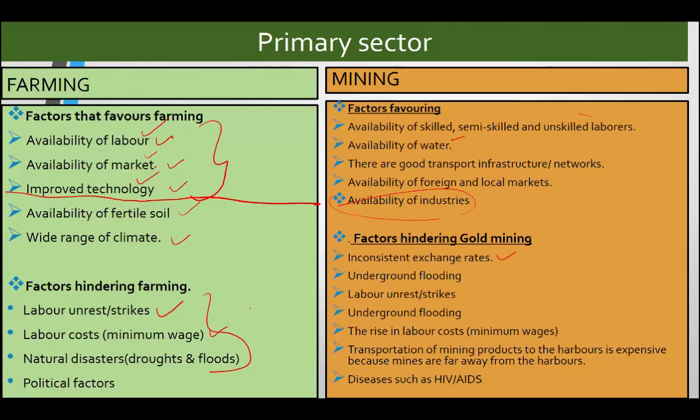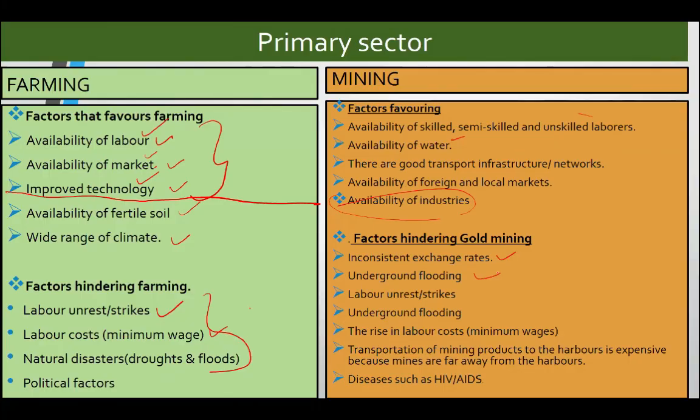Inconsistent exchange rate, you can use it for farming. You can also use it for mining. Underground flooding will be strictly applied to mining, because when you're doing mining, you cannot be talking about underground flooding, but you can be talking about flooding. Here you're talking about underground flooding because mining is taking place in the shaft, but here you can talk about factors that hinder farming. You can also talk about flooding, like we were talking about droughts and floods. But here it will be just drought on the surface.